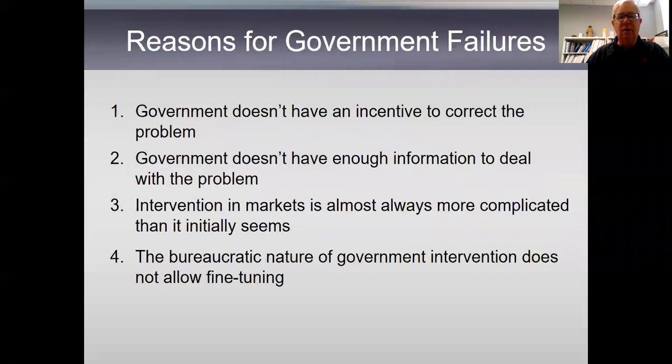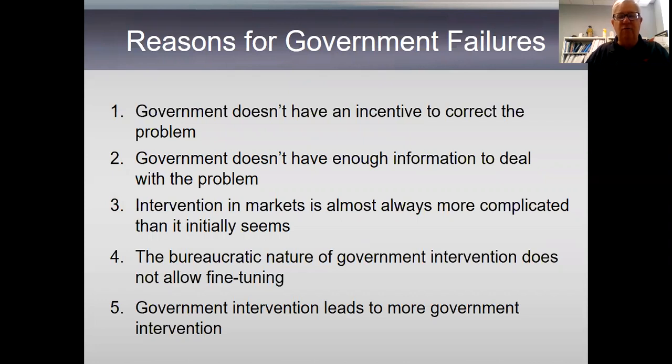Now, what are some of the reasons that government intervention may fail? Well, here are five reasons that we can think about. First of all, the government doesn't really have an incentive to correct the problem. Secondly, the government may not have enough information to deal with the problem. Third, intervening in a market is always more complicated than it appears. Fourth, government is basically bureaucratic, and that natural bureaucracy means that it's difficult to fine-tune your intervention once you get started. And finally, government intervention almost always leads to more government intervention.